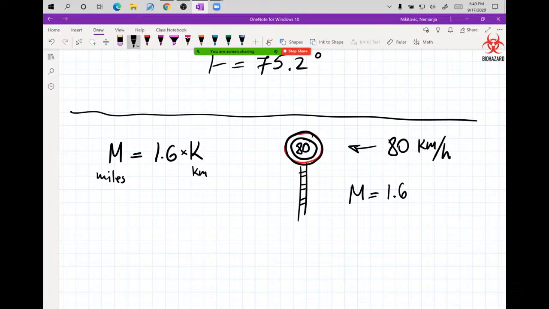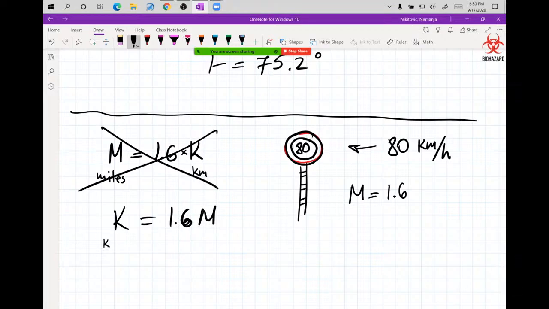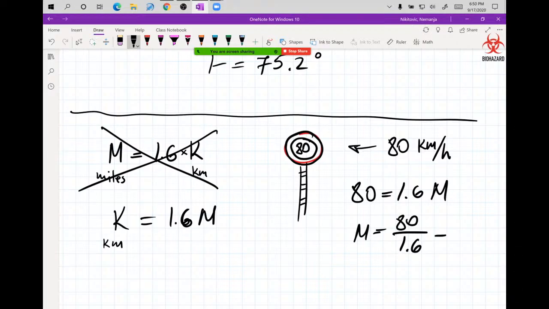Oh no, I have this backwards. Guys, oops. Kilometers is equal to 1.6 miles, because miles are a smaller number. Holy nightmare. I completely, yeah. So this is going to be 80 equals 1.6 m. There we go. So m is equal to 80 divided by 1.6. Much better. I wasn't thinking.